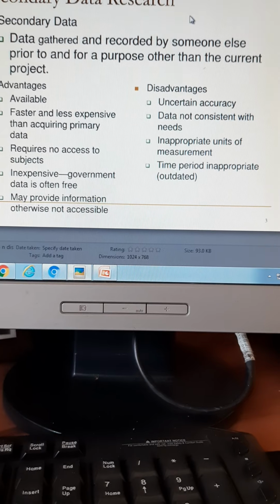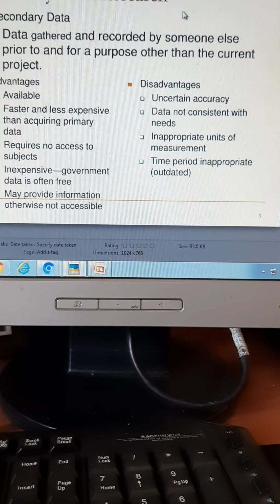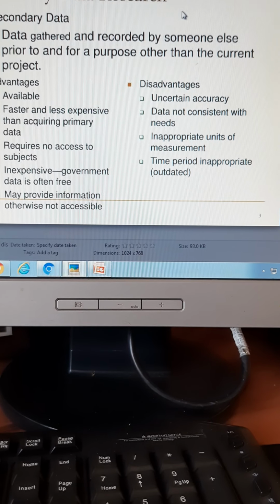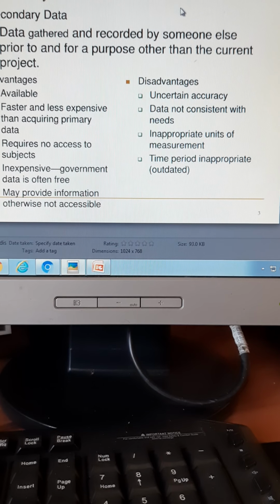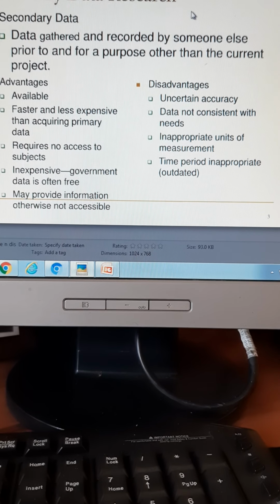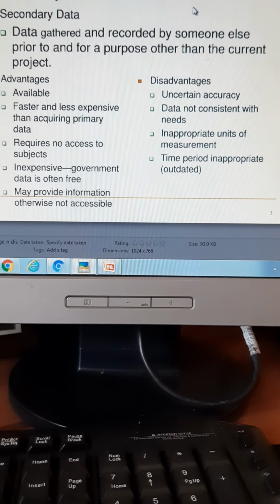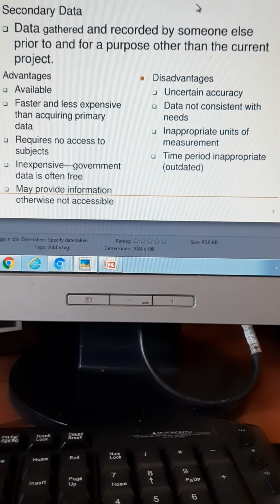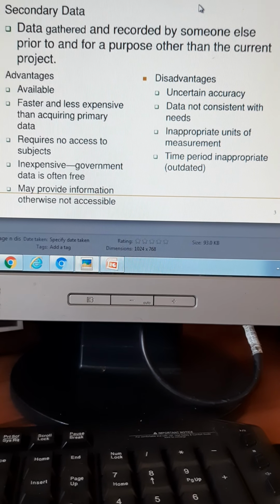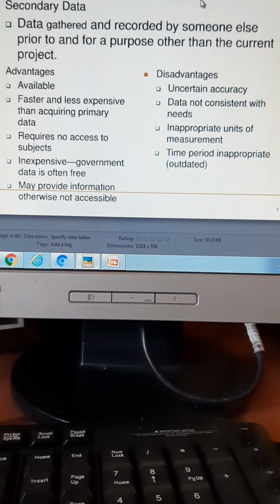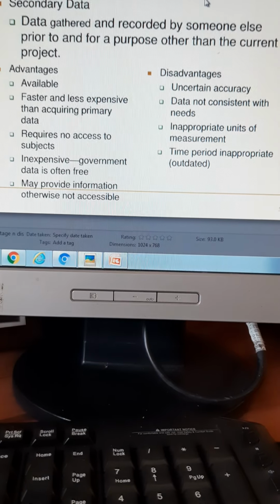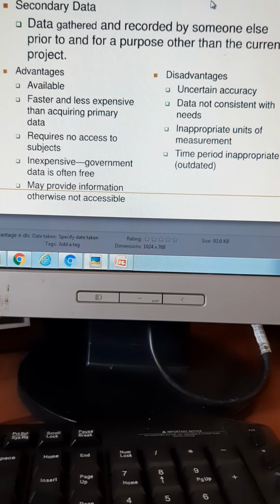What are the disadvantages? Uncertainty in terms of accuracy. See, again, this I would not call a disadvantage. You should know which particular source to go and get it from. Most of the times people choose to quote Times of India. Times of India is not a research organization. It is a newspaper. So if you are quoting something, you should go to the source data. What is source data? If Times is quoting something on import and export, you should go back to import and export source data, Ministry of Commerce, and look up.